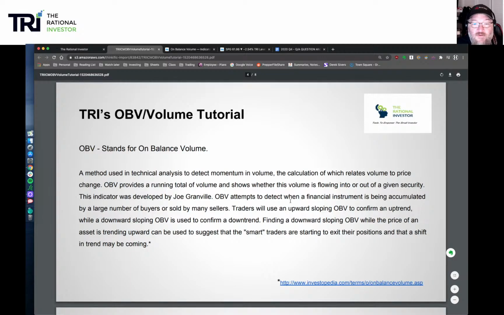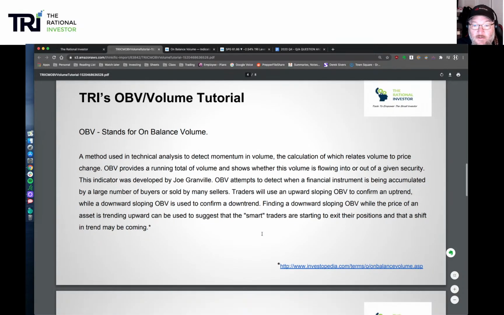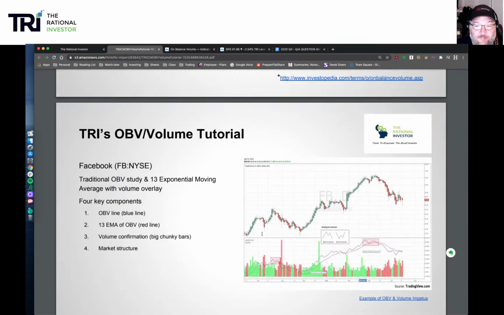So OBV attempts to detect when a financial instrument is being accumulated by a large number of buyers or sold by many sellers. Traders will use an upward sloping OBV to confirm an uptrend and downward sloping to confirm a downtrend. Finding a downward sloping OBV while the price of an asset is trending upwards can be used to suggest that smart traders are taking their exit positions and getting out of an asset.